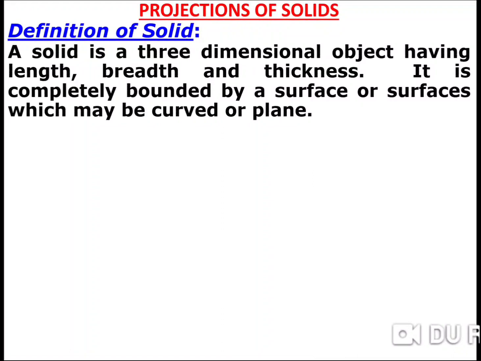Projection of solids. Definition of solid. Now what do you mean by solid? A solid is a three-dimensional object having length, breadth and thickness. It is completely bounded by a surface or surfaces which may be curved or plane.